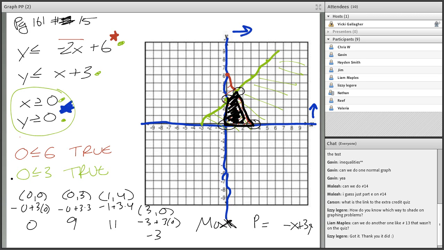So if I'm looking to maximize, I would pick this ordered pair because 11 was the biggest of those numbers. If I wanted to minimize, I would pick this one because negative 3 is the smallest of those numbers. So really important that you're paying attention to the wording. Maximum versus minimum, those mean very different things.